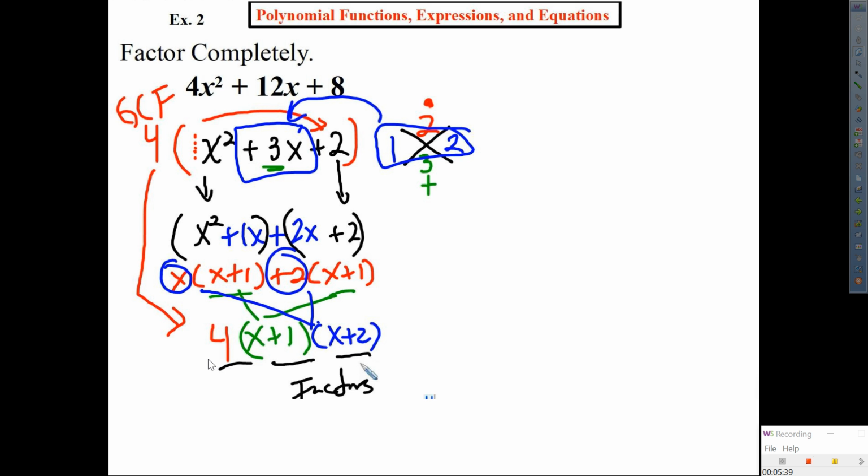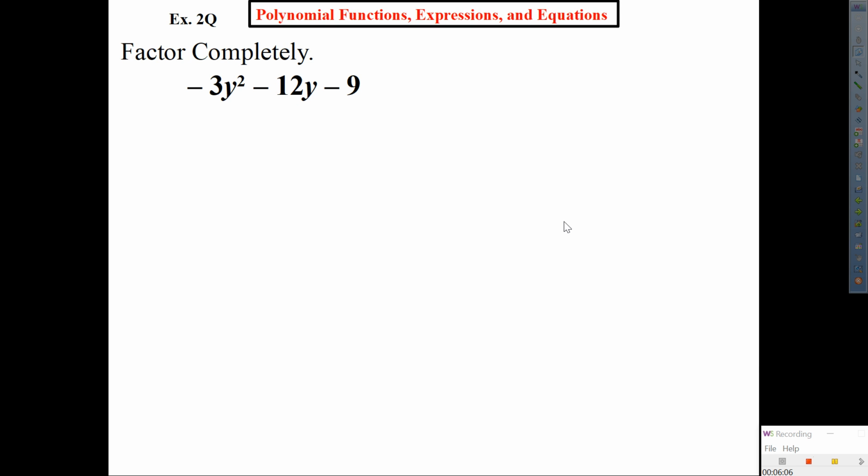Okay? So today, to practice the process one more time, we're going to do some more of these. Yes? Copy this one. Example 2q. Negative 3y squared minus 12y minus 9. All right. So let's do this one together.